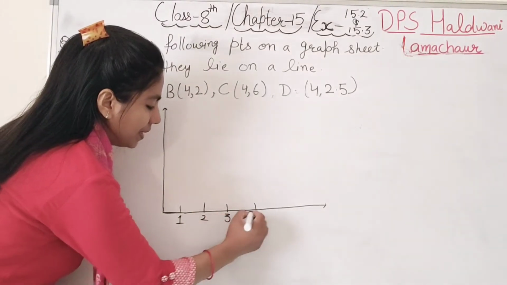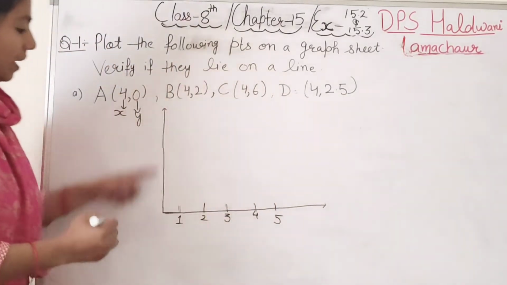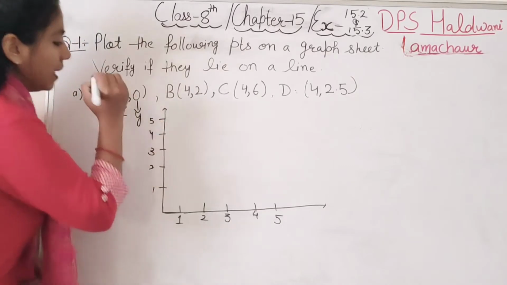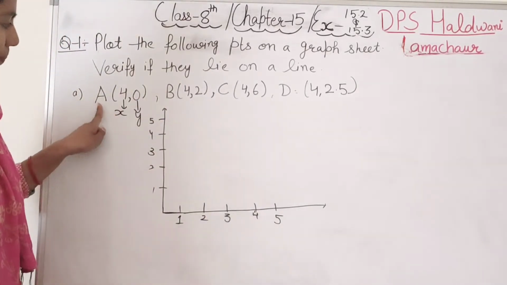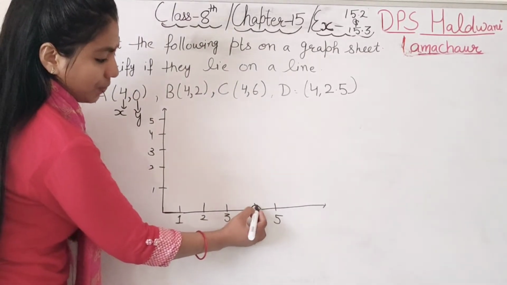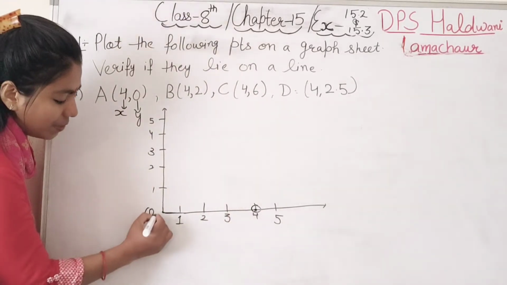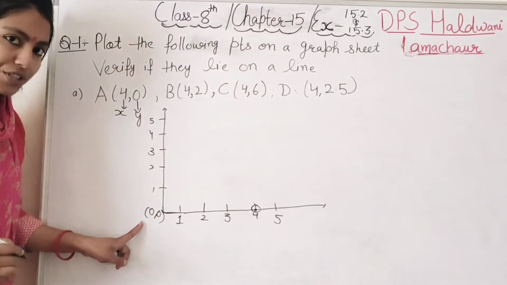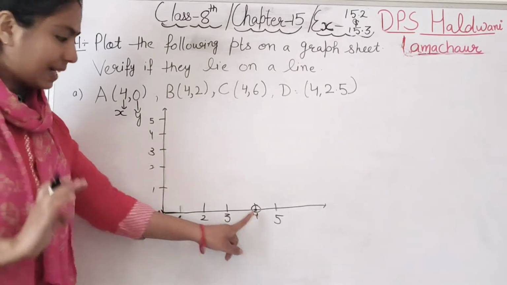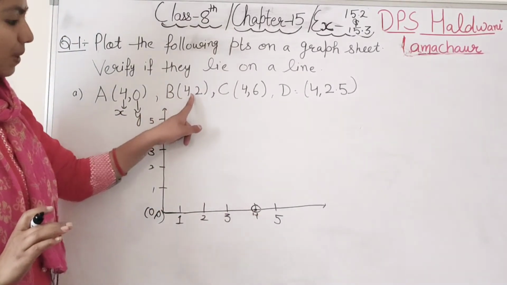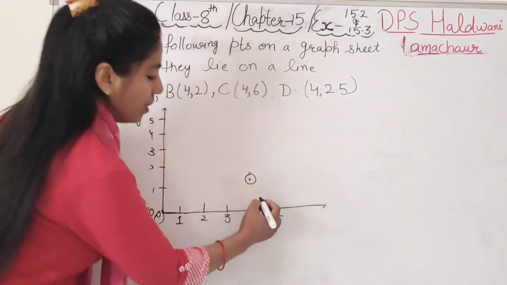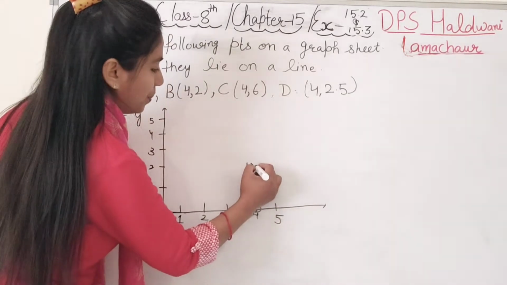Number the x-axis 1, 2, 3, 4, 5, and along the y-axis 1, 2, 3, 4, 5. Now, start to take the points. Point A: x is 4 and y is 0. You know, this is the origin, where x is 0 and y is also 0. So when x is 4, y is 0 only. Next, x is 4, y is 2. You can write down the points also: (4, 0), (4, 2).